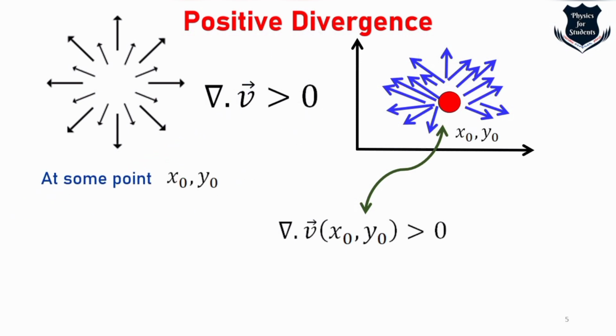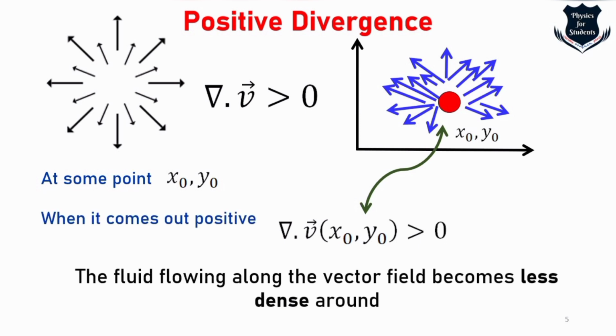So at some point x0, y0, you can consider this as a vector flow, a wind flow, or an electric flow. Let us keep it just as a fluid flow for the time being. When the divergence comes out to be positive, the fluid flowing along the vector field becomes less dense. Why less dense? Because from that point the vectors are pointing radially outside, so obviously the vector field, whatever it is, a fluid or water, becomes less dense. So this is how the positive divergence emerges.